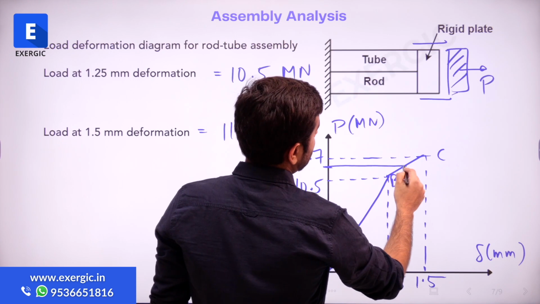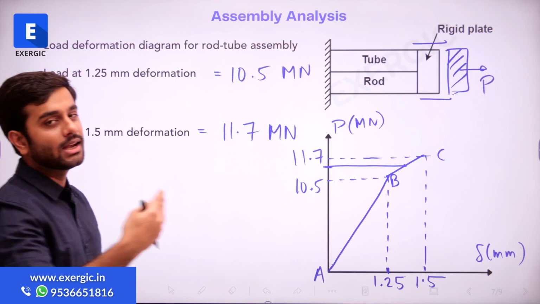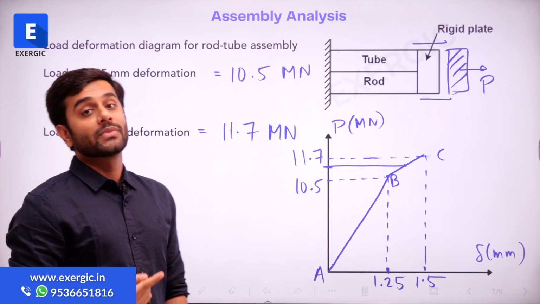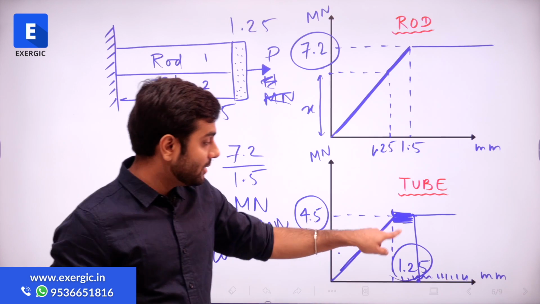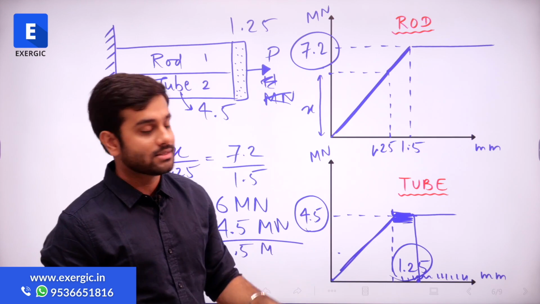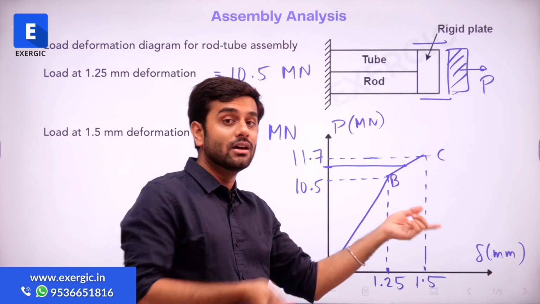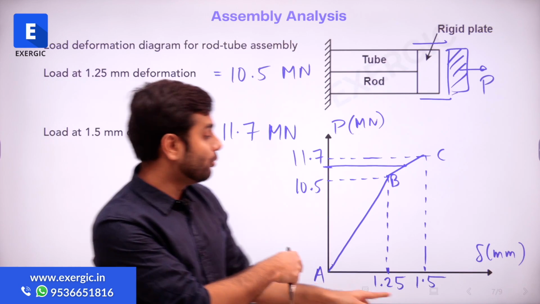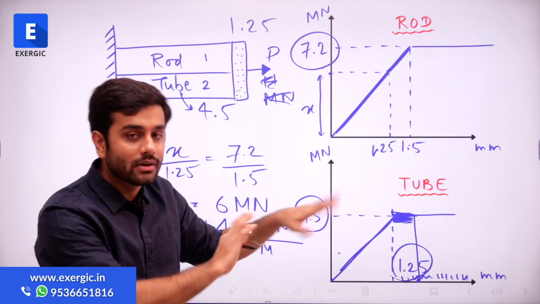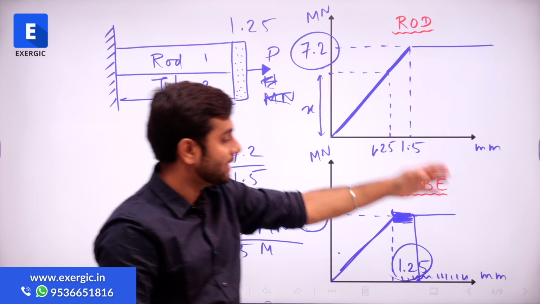If it is lying somewhere here, what does it tell you? It clearly tells you that this one is in the plastic zone, the rod is in the elastic zone, right? This region between B to C is the same region when the tube, I think this was the tube, right? Yeah, the tube entered the plastic region, the rod is in the elastic region.